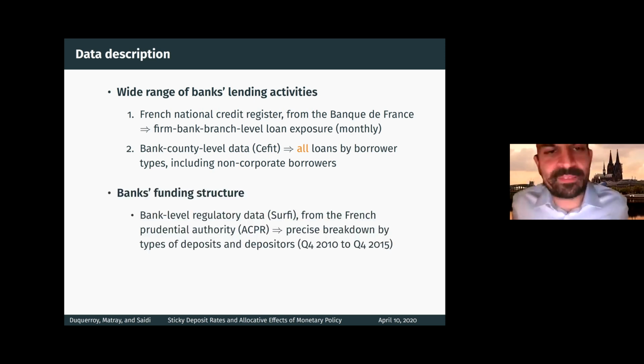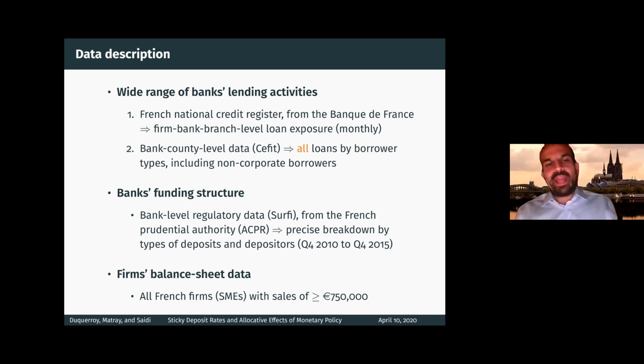Second, to arrive at bank's funding structure, we make use of bank-level regulatory data from the French Prudential Authority, the Autorité de contrôle prudentiel et de résolution, which gives us a precise breakdown by types of deposits and depositors. And that is key, right? For the stuff I told you about earlier, you have to be able to compute the fraction of regulated deposits held by households out of the total deposit portfolio of a bank. And these data allow us to do that.